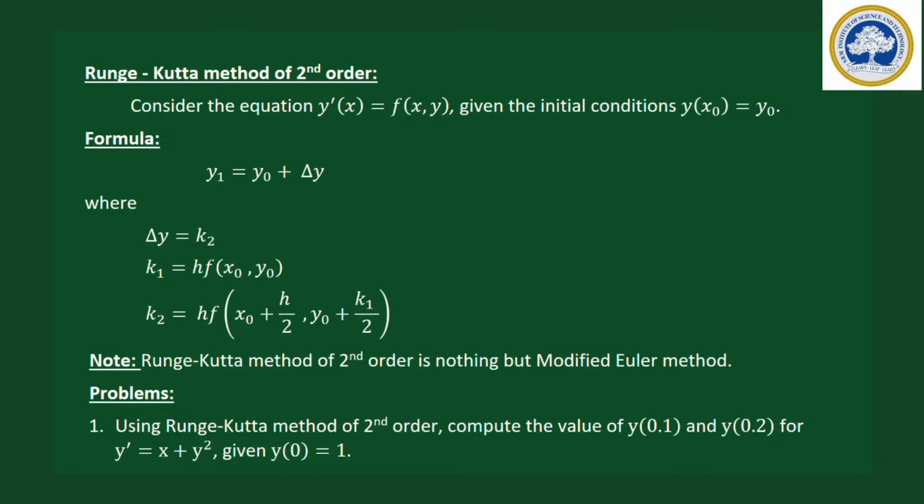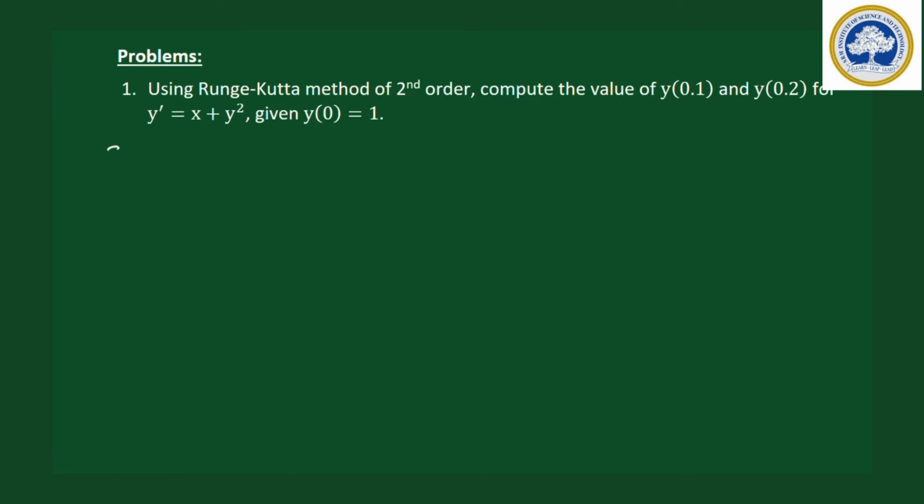The first question is, using Runge-Kutta method of second order, compute the value of y(0.1) and y(0.2) for y' = x + y^2 with the condition y(0) = 1. Let us see the solution. First let us write the given function. Here the function f(x, y) = x + y^2. And what is the given condition? y(0) = 1, which means that x0 = 0 and y0 = 1.